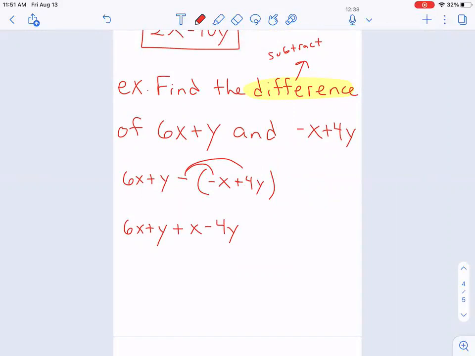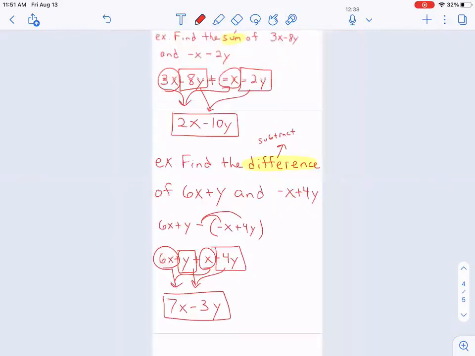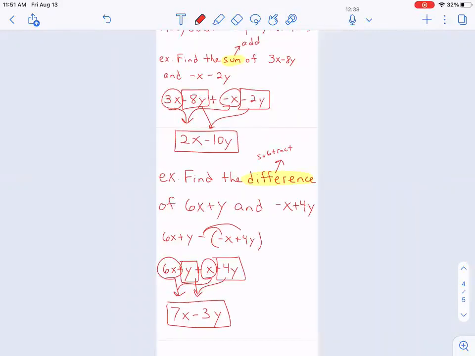And now I combine my like terms. So 6x and x is 7x. Y minus 4y is minus 3y. So if you notice, we're really just doing the same thing we were doing, just knowing that sum means adding and difference means subtraction. But when you're doing that difference, make sure you do minus and put the second part in parentheses. All right, any questions on that, guys?